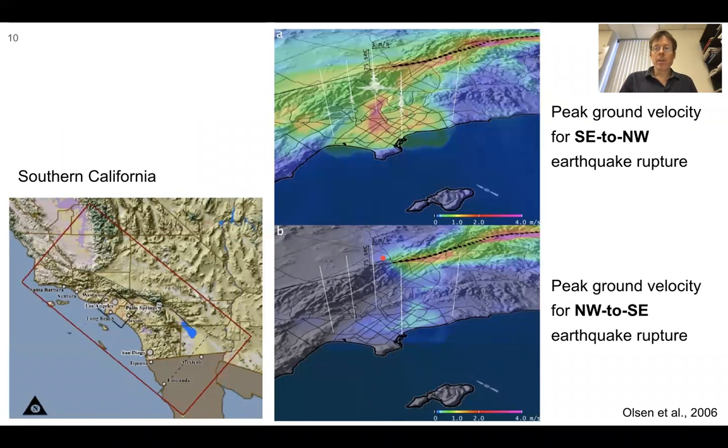So the result of the simulation that the authors were looking at is examining how, if we change the direction of the rupture, still the same size earthquake, how does that change the ground motion? And they found these very big differences.